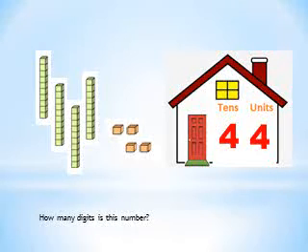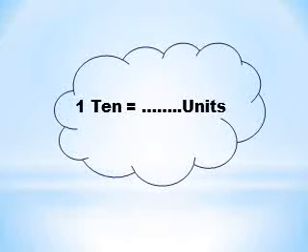What is this number? 44. 44 is how many digits? It's 2 digits. 1 and 2. So here is my golden rule. It's a very important rule.